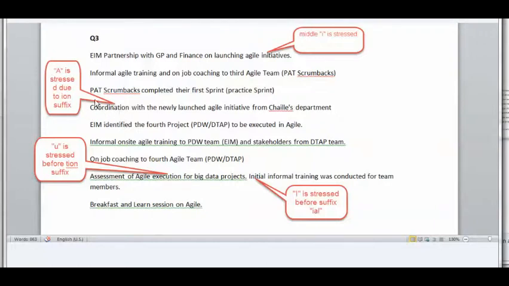For instance, right here on the left, that's coordination. Usually when you have the tion there, the stress falls on the vowel prior to that suffix. Notice how the A is stressed here due to the suffix, which makes the word shun. So coordination here again, in assessment of agile execution. The U here is stressed, isn't it? Again, why? Because it's before this suffix right here.